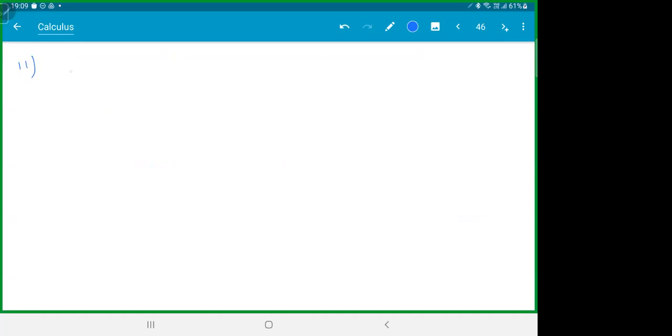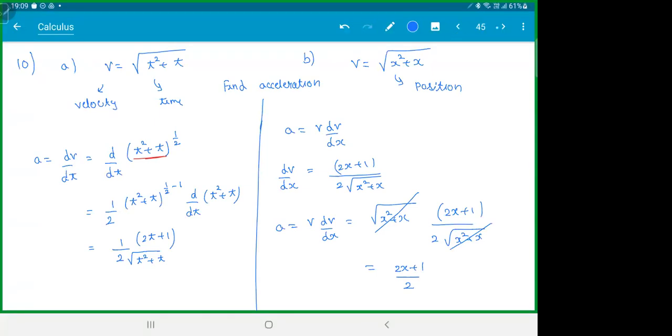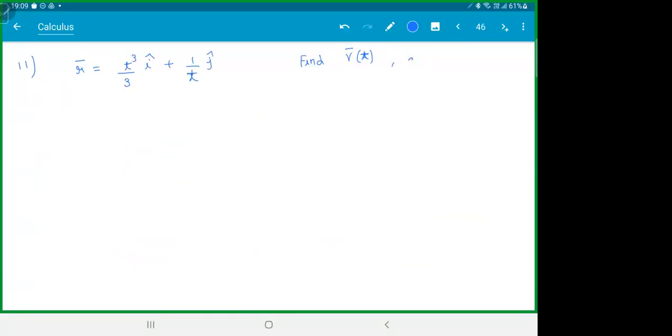Let's say we have a velocity vector. Let's say r bar is t cube by 3 i cap plus 1 by t j cap. Find velocity vector as function of time t. Now see, the way I'm representing is only changing. Here I simply said find v, find a, but here I'm asking find v bar as function of time t, find a bar as function of time t. So I'm asking you a vector.